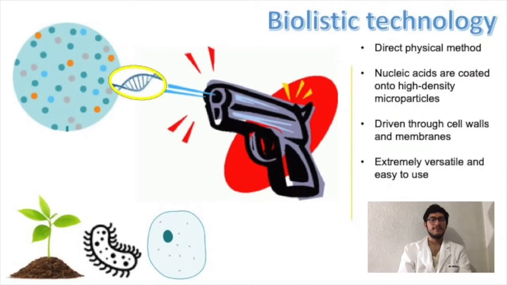Biolistic technology. The biolistic technology, which is also called particle bombardment, is a direct physical method of introducing nucleic acids into cells. Nucleic acids and other biological molecules are coated onto high-density gold or tungsten nanoparticles, microcarriers, which are then accelerated to high velocity by a helium pulse and driven through the cell walls and membranes into the target.